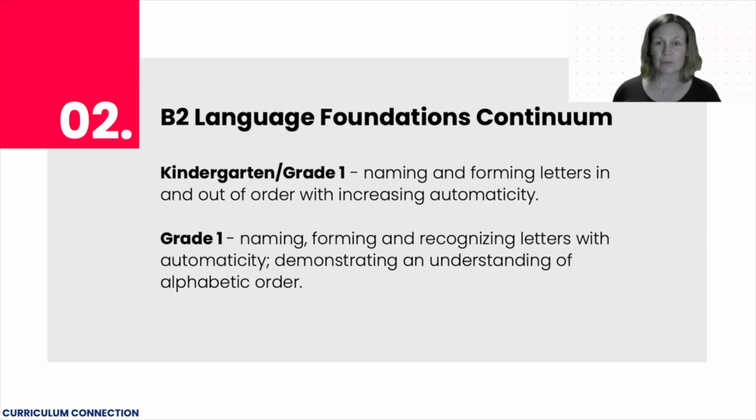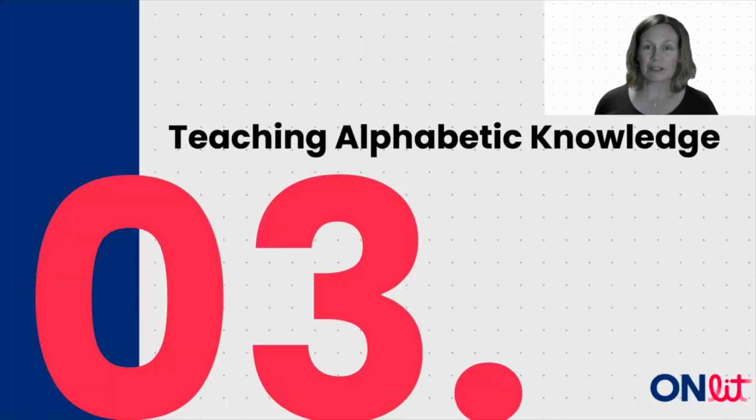In kindergarten, students name and form letters both in and out of order with growing automaticity. By grade 1, the continuum narrows to include these same skills, now with automaticity, as well as an understanding of alphabetic order. Alphabetic knowledge is incredibly important for future reading success and is clearly outlined in the curriculum. How should we best teach it?